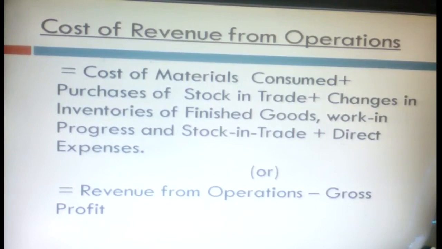You mention the differences here, plus direct expenses. Or it is revenue from operations minus gross profit. Sometimes they give the gross profit, and from that gross profit we calculate the cost of revenue from operations. These are the 3 ways of calculating cost of revenue from operations.